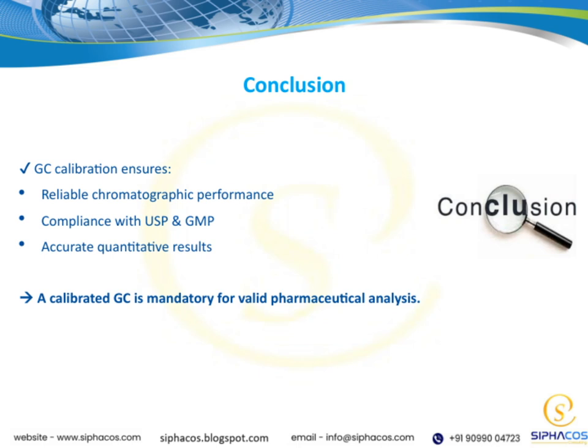Furthermore, accurate quantitative results are only possible when your instrument is calibrated correctly. Without proper calibration, your data could be misleading or unreliable, which is unacceptable in a pharmaceutical context. So, to connect everything we've discussed throughout this presentation, a calibrated GC isn't just a good practice. It's a mandatory step to ensure your analyses are valid, compliant, and trustworthy. Remember, a well-calibrated instrument is the foundation of high-quality pharmaceutical analysis.